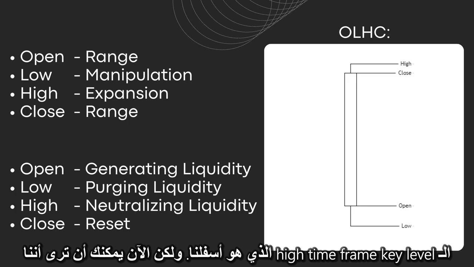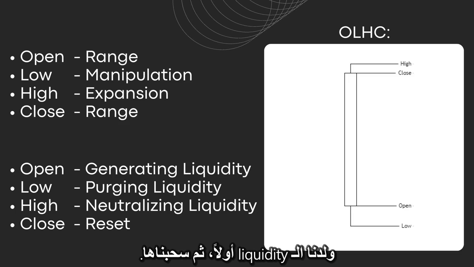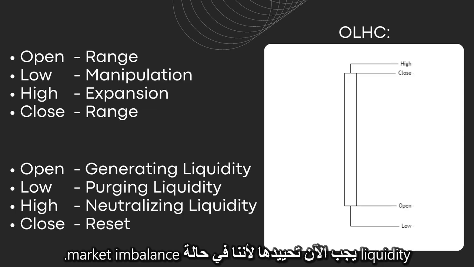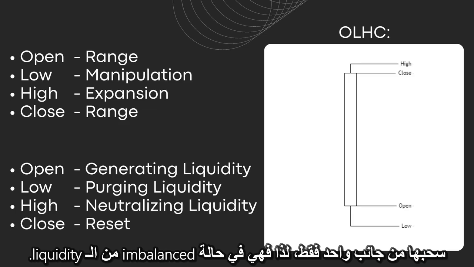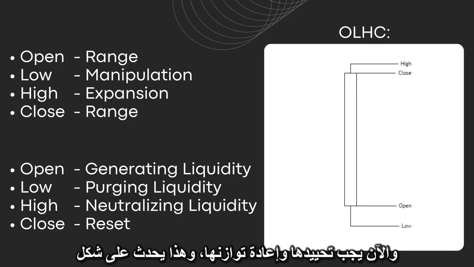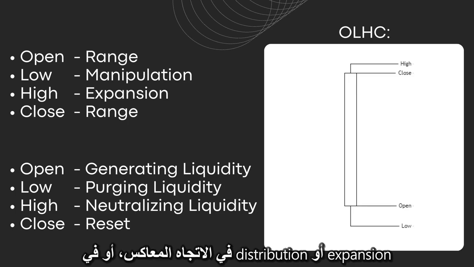But now you can see that we've generated liquidity. First of all, we generated liquidity and now we've purged it, right? But now you can see that the liquidity has to now be neutralized because we are at a market imbalance. The liquidity is imbalanced, right? Because it was first generated and now it is being purged only on one side. So it is an imbalanced state of liquidity, right? And now it has to be neutralized and rebalanced. And that happens in the form of an expansion or distribution in the opposite direction, right?